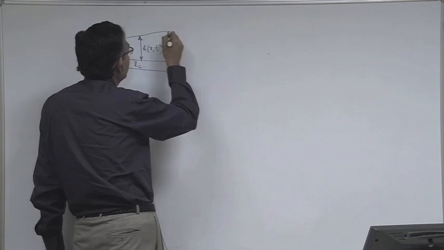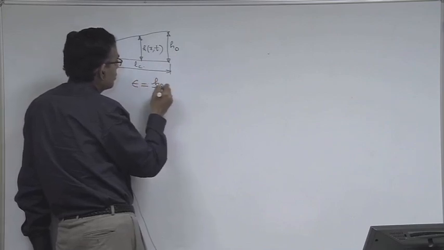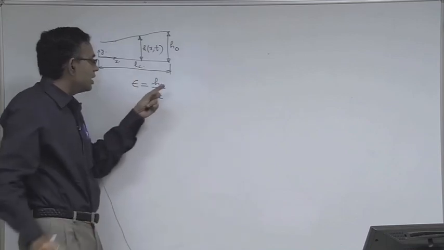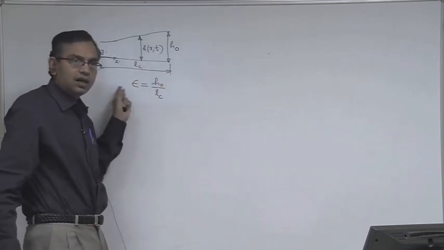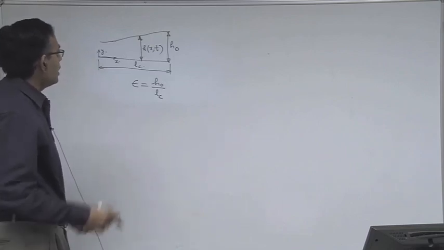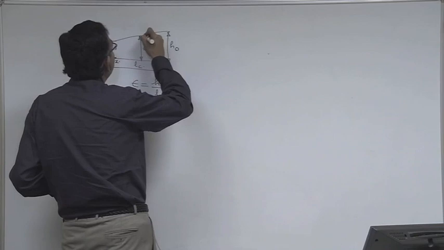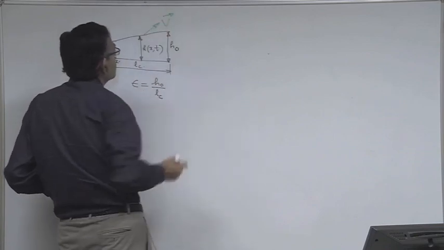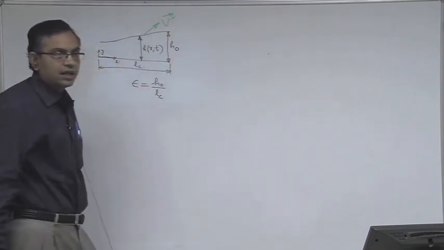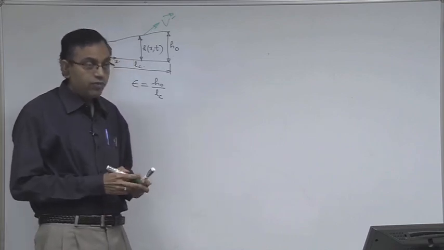Just as an example, if this height is H0, then we can consider that as a characteristic length scale. If this is the maximum height, and the maximum height by LC is small, then all the other heights are also much smaller than the corresponding axial length scales. We have to keep in mind that the top wall moves with a velocity v, and as we discussed yesterday, we will indicate dimensional quantities with prime and non-dimensional quantities without prime.